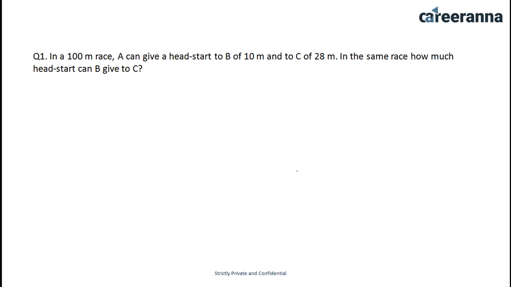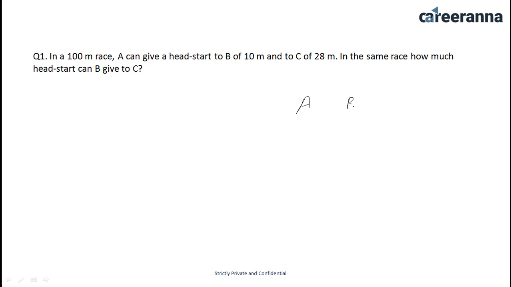So here we go. Our first question is, in a 100-meter race, A can give a head start to B of 10 meters and to C of 28 meters. In the same race, how much head start can B give to C? So here we can see that the race is of 100 meters.